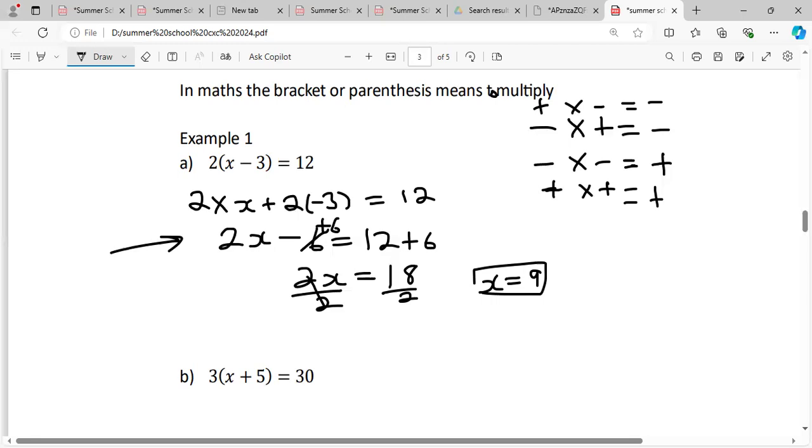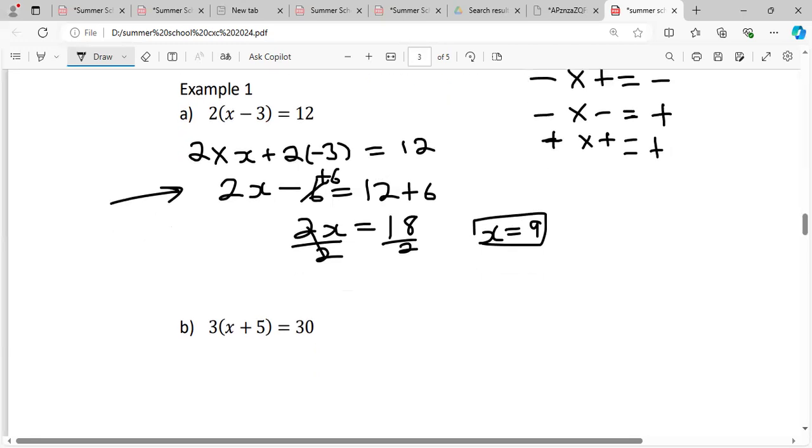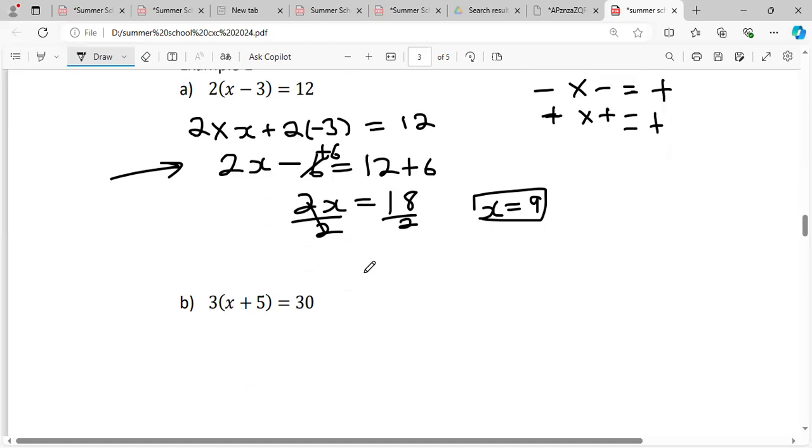All right, let's go. So we have 3 bracket x plus 5 equals 30, right? So we know that we're supposed to remove the bracket by multiplying both terms in the bracket. So it will be 3 times the x plus 3 times the 5. And that must equal 30. So we can multiply 3 times x, 3x. 3 times 5, 15.